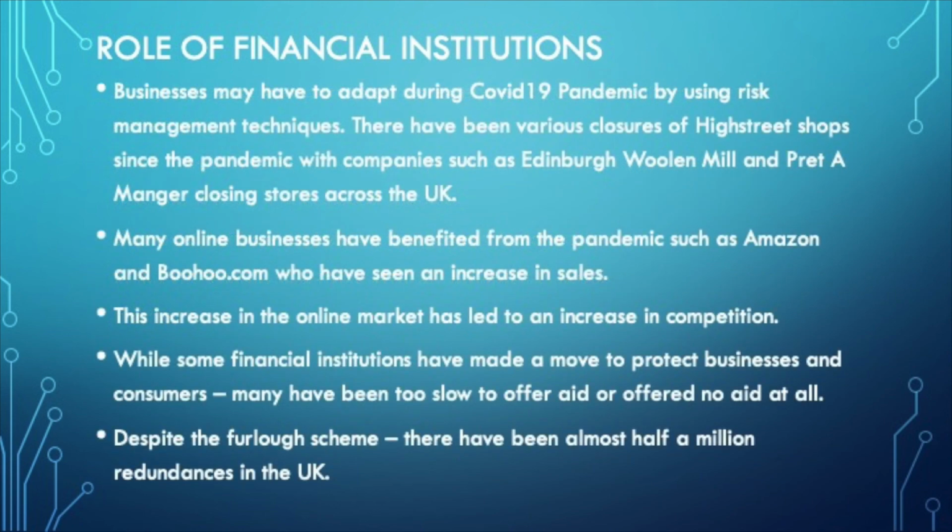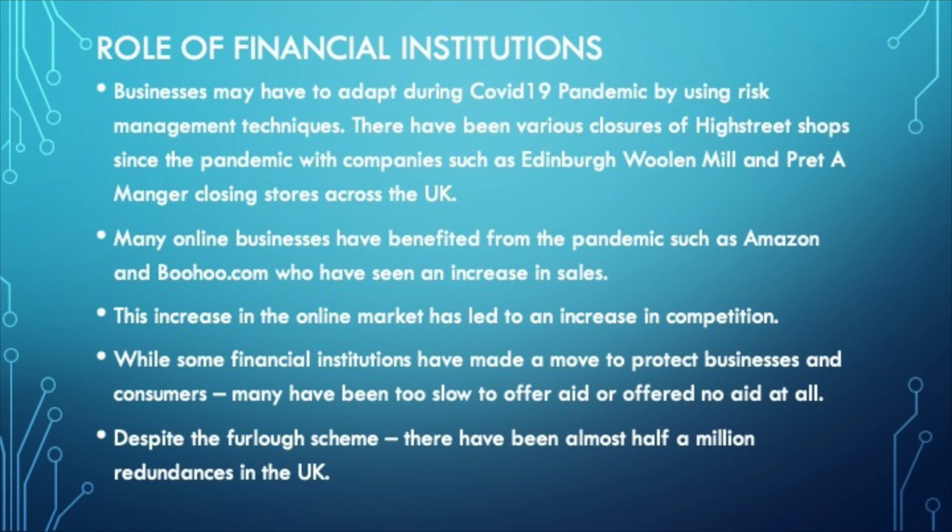During the pandemic, businesses may have to adapt by using risk management techniques. There have been various closures of high street retailers since the pandemic, with companies such as Edinburgh Wool Mill, Pret a Manger and Debenhams closing their stores across the UK. Many online businesses have benefited from the pandemic, such as Amazon and Boohoo, who have seen an increase in sales. This increase in the online market has led to increasing competition.